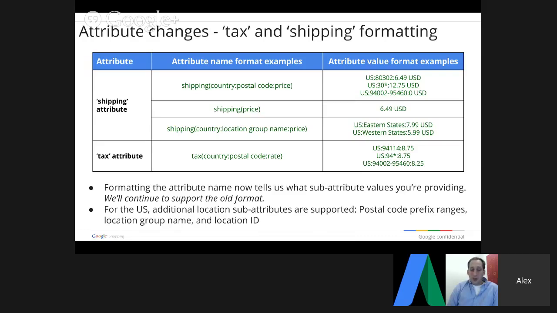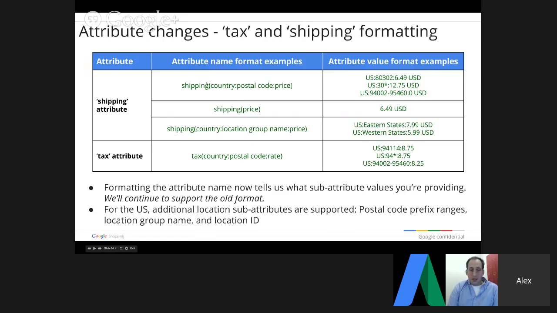We always require price, because that's the shipping rate, but you can tell us, I'm going to give you country, postal code, and price. Or, I'm just going to give you price. Or, I'm going to give you country, location group name, and price. So you basically tell us in the attribute name what sub-attributes to expect in the values. If we look at this first example, the name of the attribute is shipping, parentheses, country, colon, postal code, colon, price, parentheses.